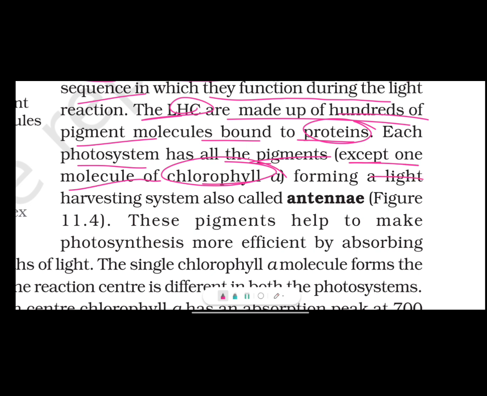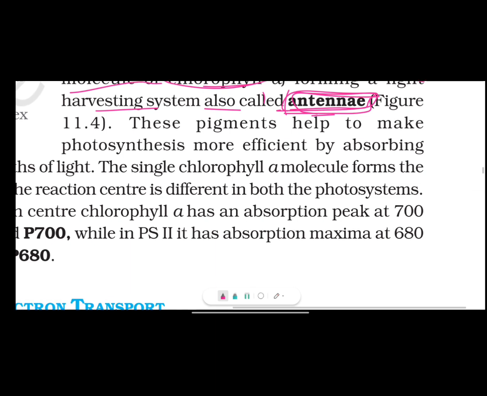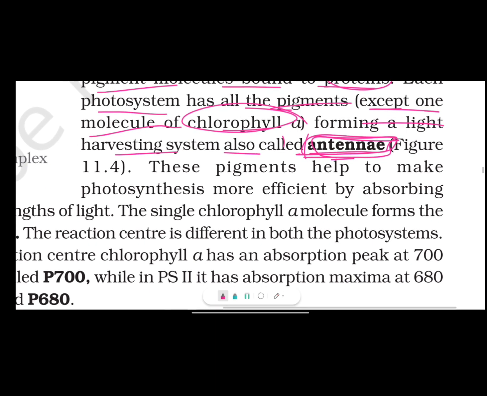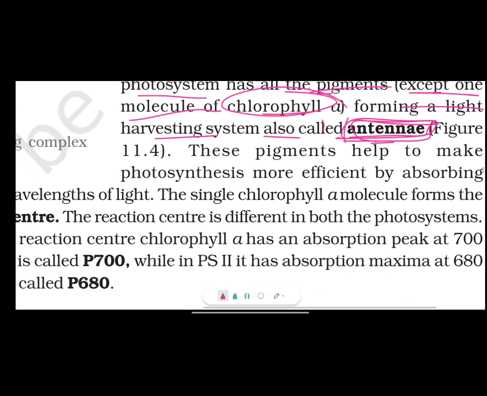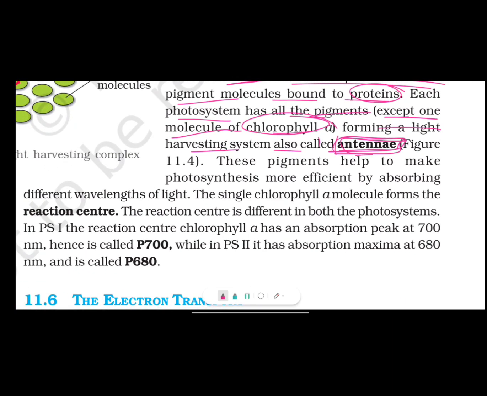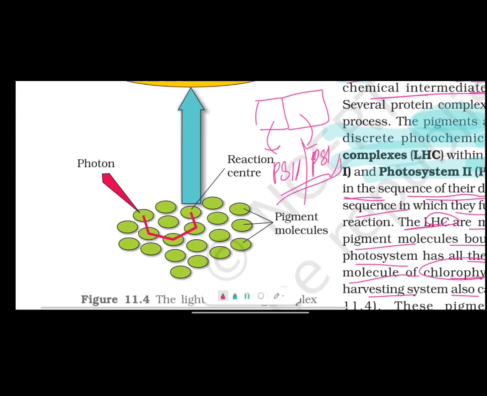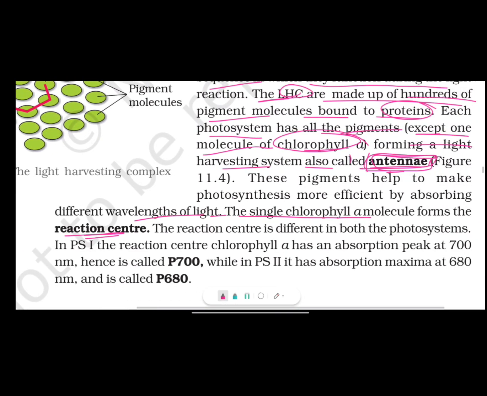Forming a light harvesting system, also known as antenna. So in the antenna, what will be missing? Yeah, correct. It's nothing but chlorophyll A that will be missing in the antenna. These pigments help to make photosynthesis more efficient by absorbing the different wavelengths of light. A single chlorophyll A molecule forms the reaction center. So we have two things over here, antenna and reaction center.